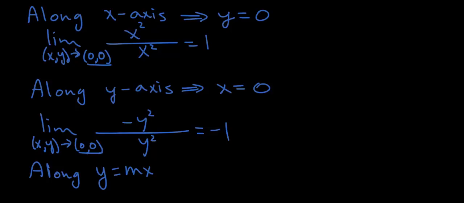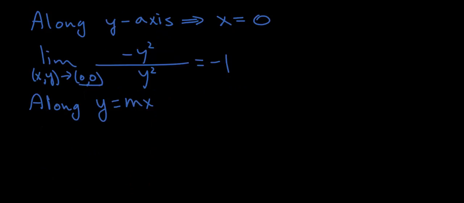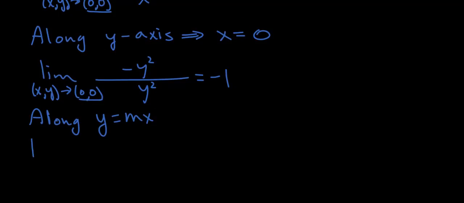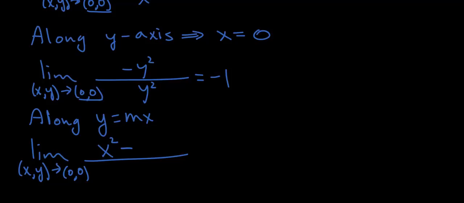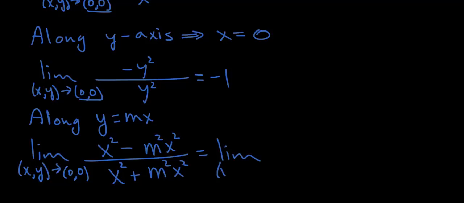So if we're going along that path, let's see what we get. Okay, so here we go. We've got the limit, and what I've got now is x squared here, and in place of y squared, I'll just put m squared x squared. And of course, down here, I've got x squared plus m squared x squared. Now, you can see what happens when we do that.